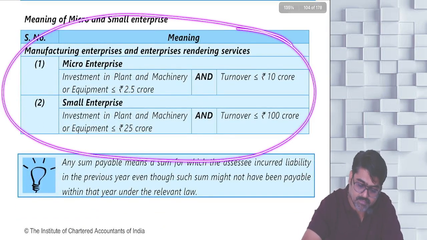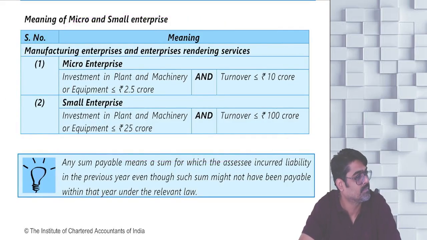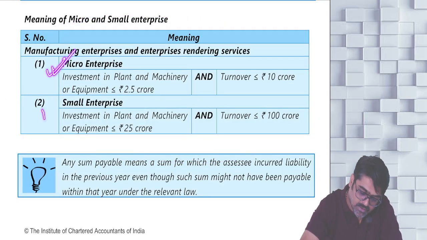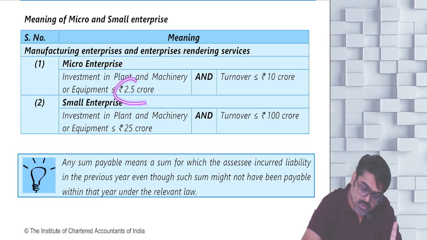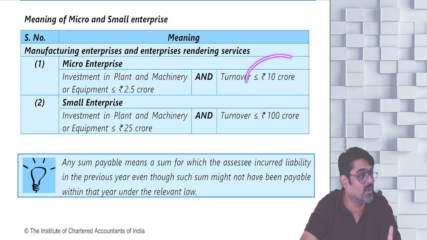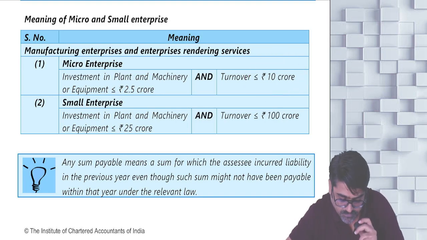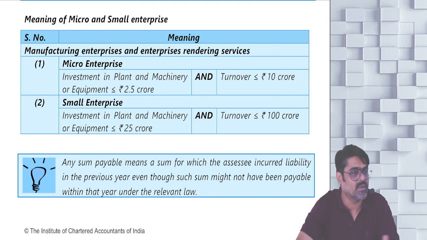Now, if you will see, here they have given the meaning of micro enterprise and small enterprise. So, till last year, what did I say? Till last year, what was the micro enterprise? Investment in plant and machinery up to 1 crore and turnover up to 5 crores. That limit has been increased. 1 crore is now 2.5 crores and 5 crores is now 10 crores. Yes or no? And what is a small enterprise?